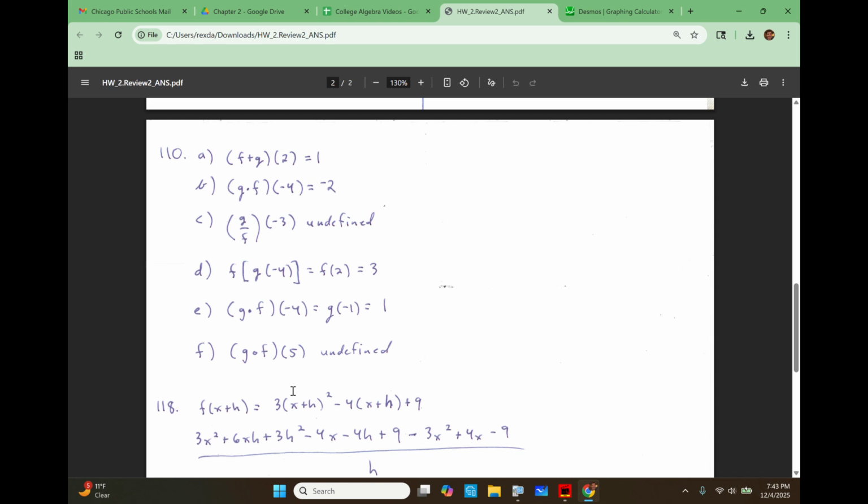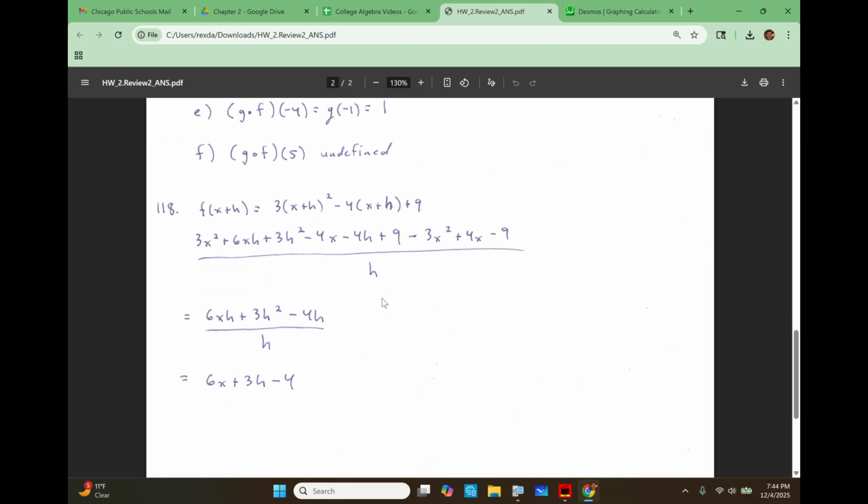Okay, let's go to 118. Make sure this is all good. Negative 4. Oh, I'm sorry, this is right. I just flipped the things up. Sorry, team. So negative 4 goes into f, that's the pink function. Negative 4 goes into f, that is negative 1. And then g(-1) is equal to 1. Sorry, that one's all good.